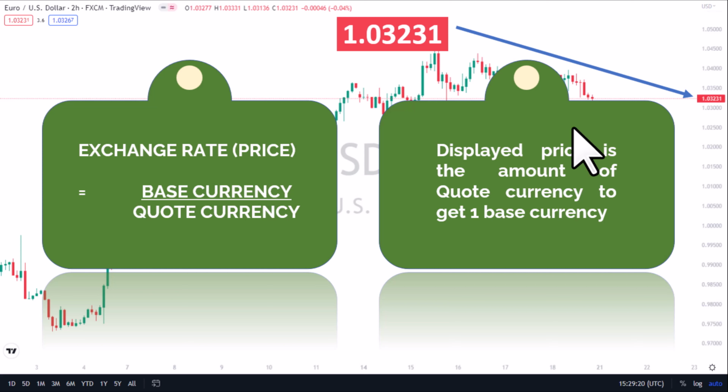So at this point, you have Euro USD to be 1.03231, which is greater than 1. It means at this point, Euro is greater than US dollars. But let's say somewhere around here, where it's around 0.9 something, at that point, you can say US dollar is greater than Euro.